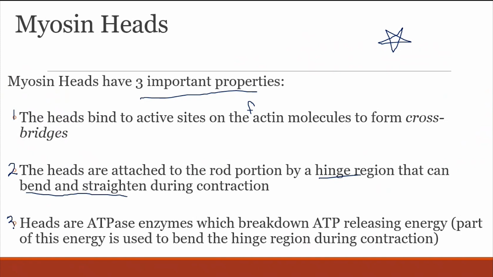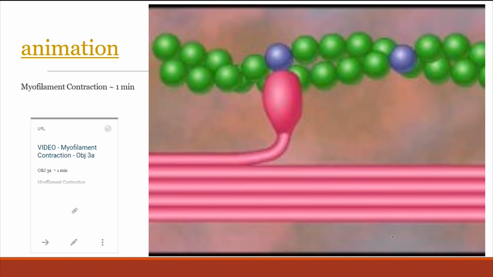And then third, the heads contain that ATPase enzyme, which breaks down ATP, releasing energy, causing that hinge region to bend. So that's where that movement comes from. So these are 3 important properties of those myosin heads that you need to know. And we talked about them individually. We just didn't put them all on the same slide.